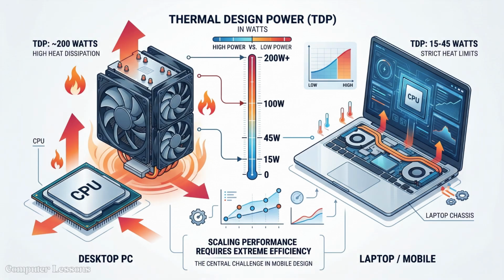The central challenge in mobile design revolves around thermal design power, or TDP, which dictates the heat a system must dissipate. While a desktop CPU can consume 200 watts, a laptop chassis restricts this to 45 or even 15 watts. Scaling performance requires extreme efficiency.